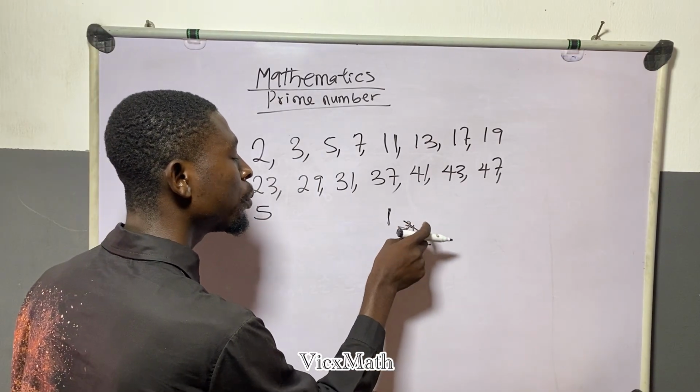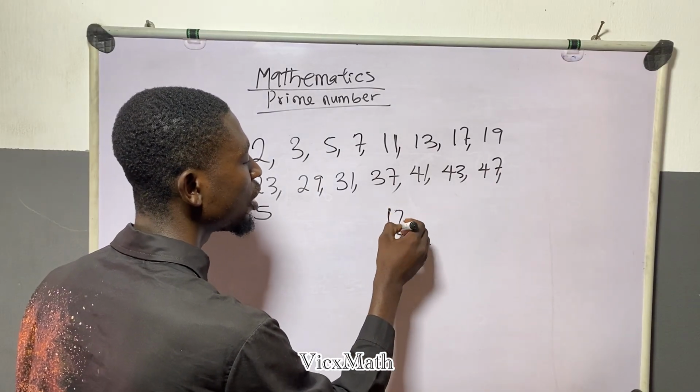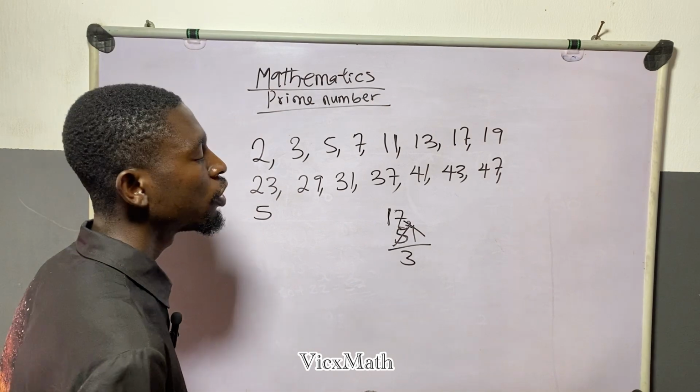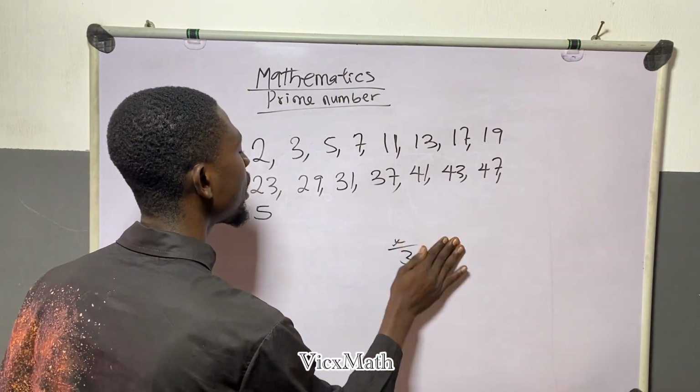Now, if you put the remainder next to the next number, it becomes tens. 3 divided into 21 will give us what? 7. So it means that 3 can divide this and 17 can divide it. So if a number, apart from 1 and itself, can divide it, then it's not a prime number.